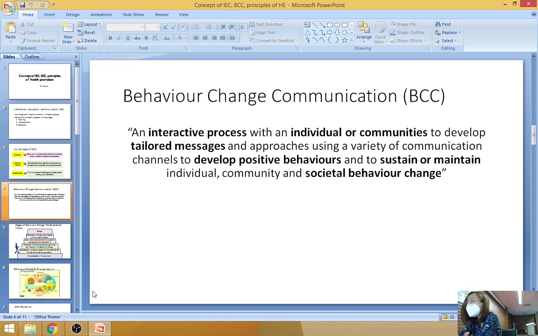It is an interactive process with individuals or communities to develop tailored messages and approaches using a variety of communication channels, to develop positive behaviors and to sustain or maintain individual, community, and societal behavior change. But the idea is that behavior is an observable action, and we want to modify it in the positive way through communication, which is a two-way interaction of ideas.